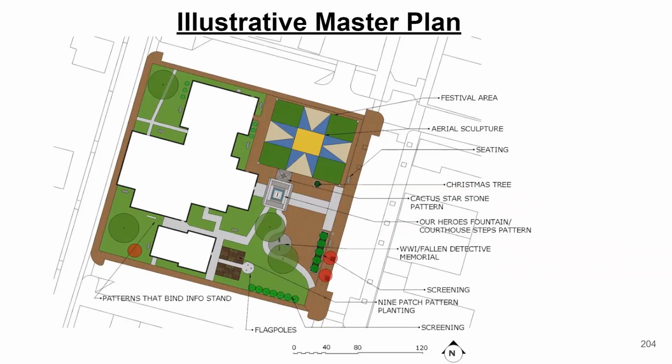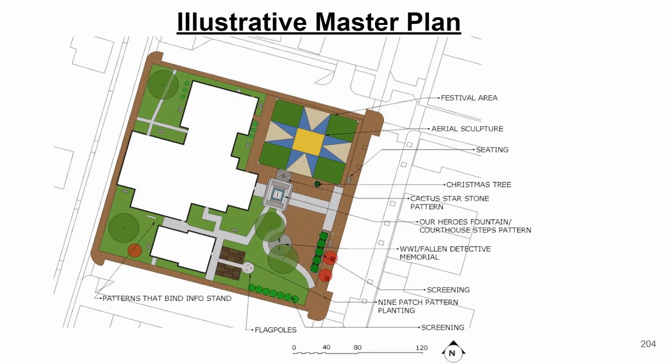So this is my illustrative master plan. And so to start off from the top, I placed a festival area. It's underneath this area of sculpture, and it's after the pattern North Star, and it's supposed to resemble hope. I also kept going with the patterns, and I did the cactus star stone pattern, and then I did an aerial sculpture of the North Star directly over top of the festival area.